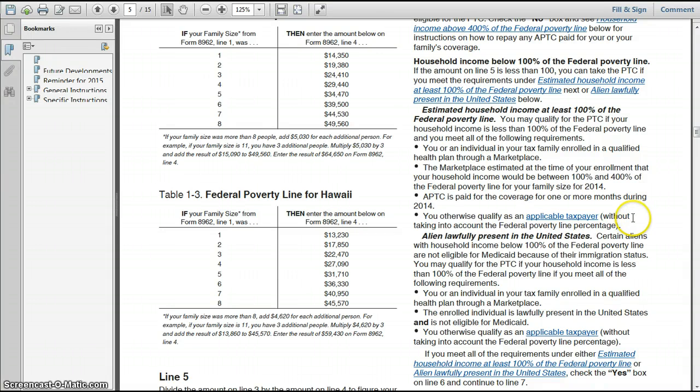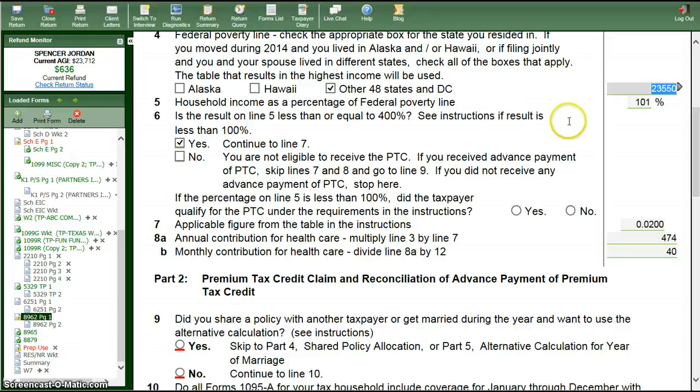So assuming your client meets all of this criteria, and we can assume that the marketplace estimated that their income would fall between the qualifying range of 100 and 400%. Otherwise, they would not have given the person the advanced premium tax credit. If they fulfill this criteria, then when we go to this question down here on number 6, we could check yes, that they do qualify for the premium tax credit.